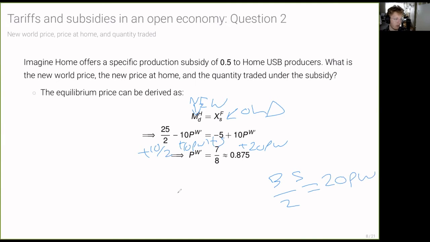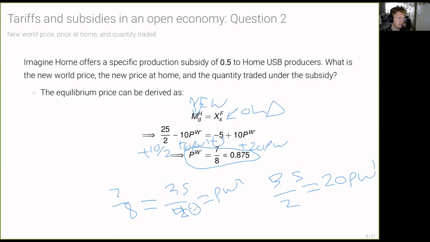And so dividing by 20 on both sides, we get that 35 over 40 is equal to PW prime. 35 over 40 just reduces down to 7 over 8. And so we get that we must have a new world price of 0.875.